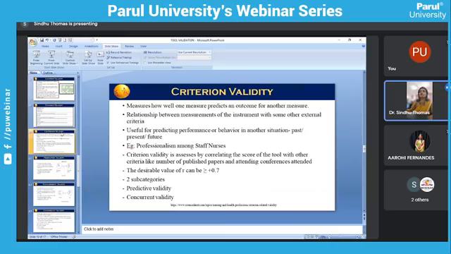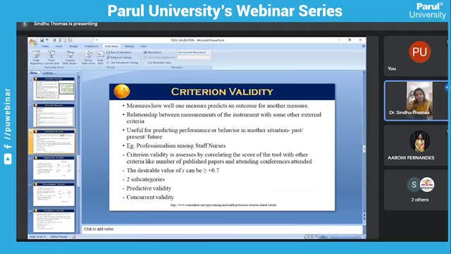So next we are going to criterion validity. Criterion validity is something else to be told when we talk about this particular thing. Criterion validity measures how well one measure predicts an outcome for another measure. It also shows how the measure of an instrument relates to some other external criteria.